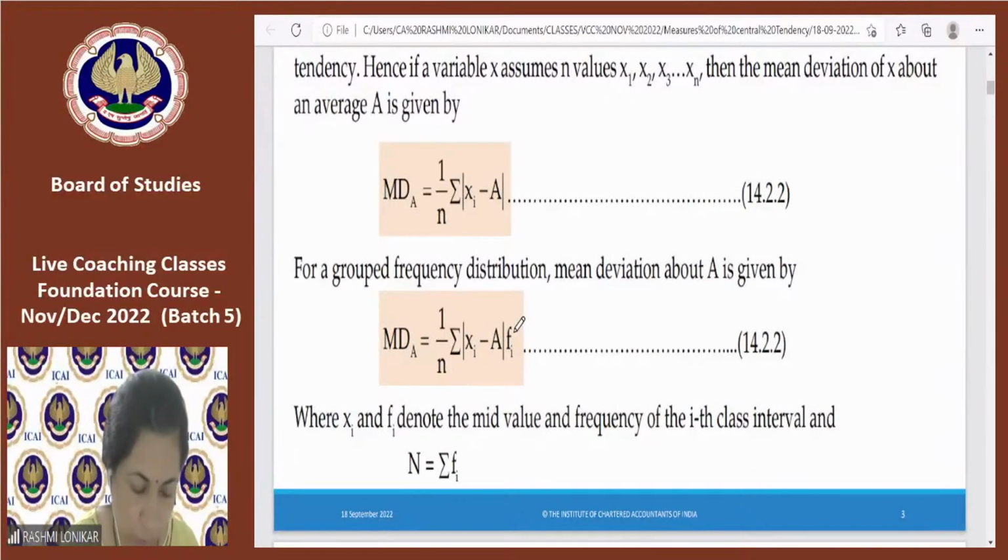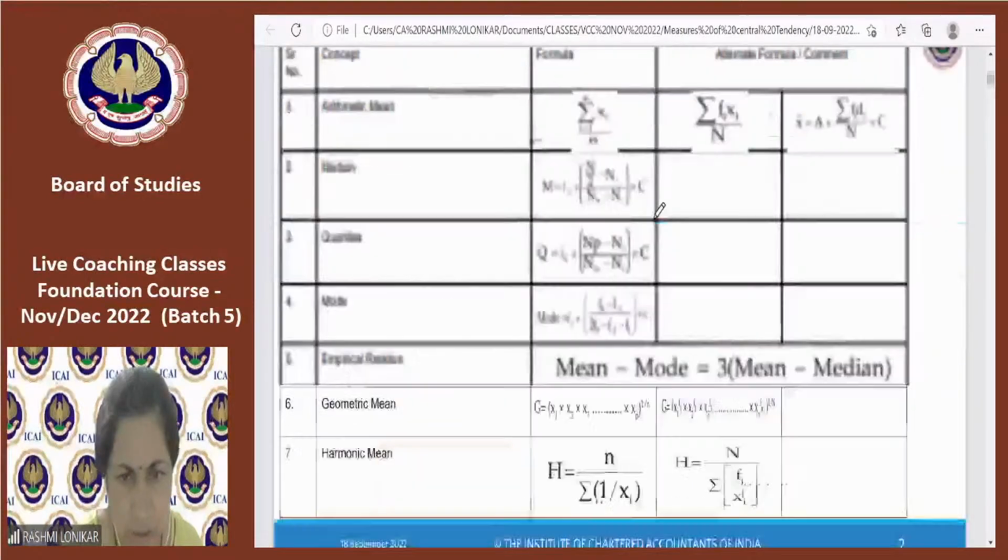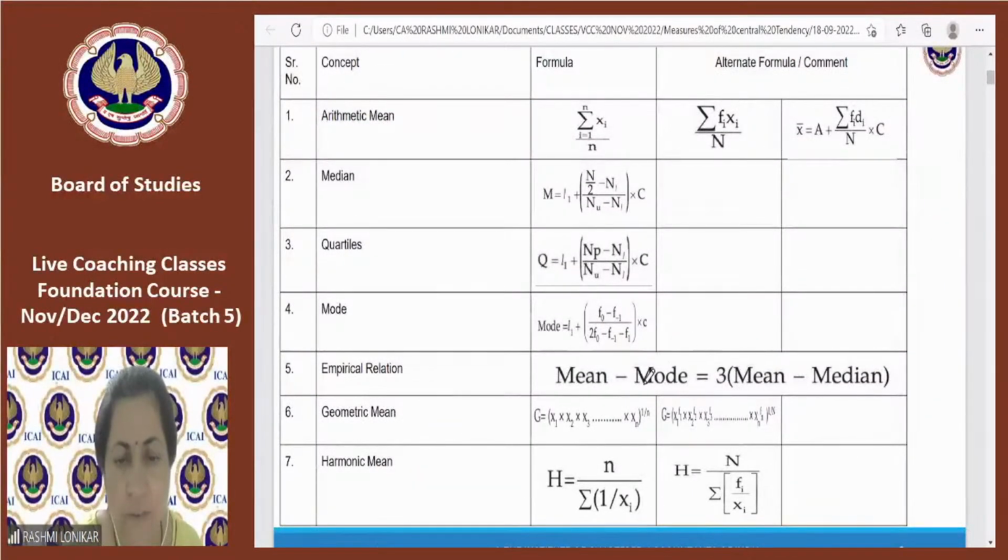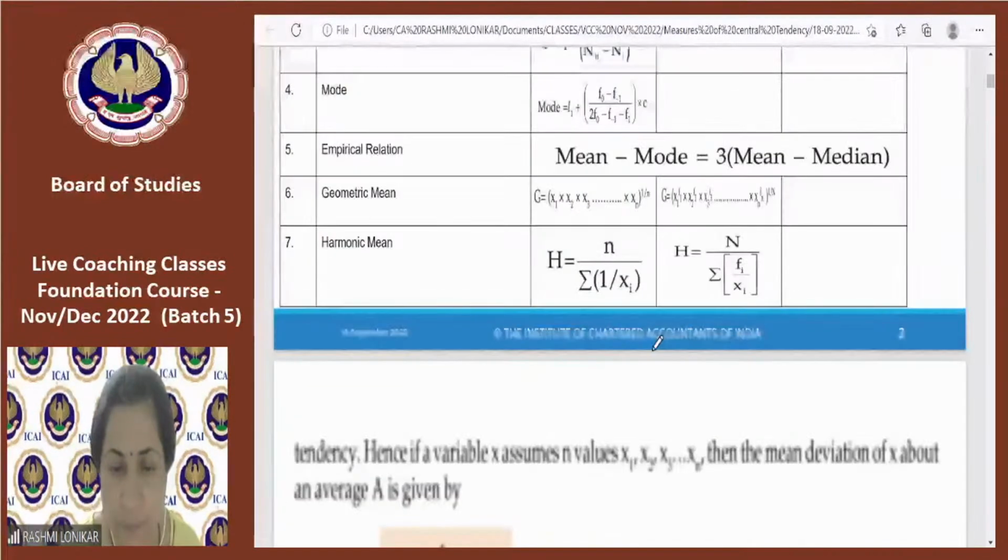Yes, you can do that way also, Divya. Mean is equal to 3 times median minus 2 times mode. You just have to know one formula, and using that you can make the other formula also. Okay. Good. You understood?